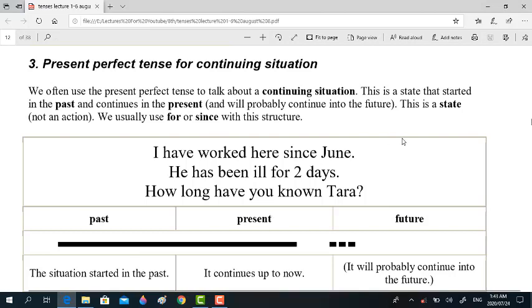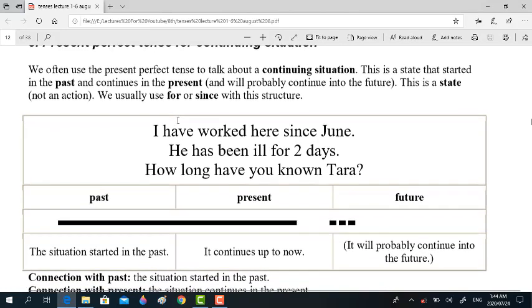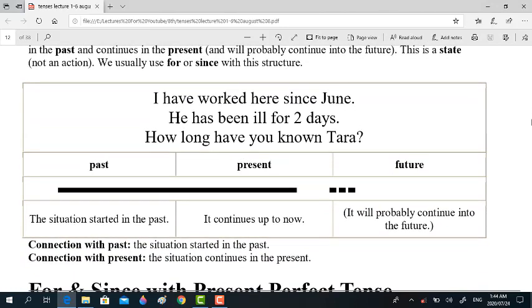This is a state that started in the past and continues in the present and will probably continue in the future. This is a state, not an action, and we usually use for or since with this structure, as I have just given in the example: I have not visited my aunt since March. When to go for since and when to go for for? When you can calculate exactly the time of beginning of that particular action, you should go for since. Otherwise, you better go for for.